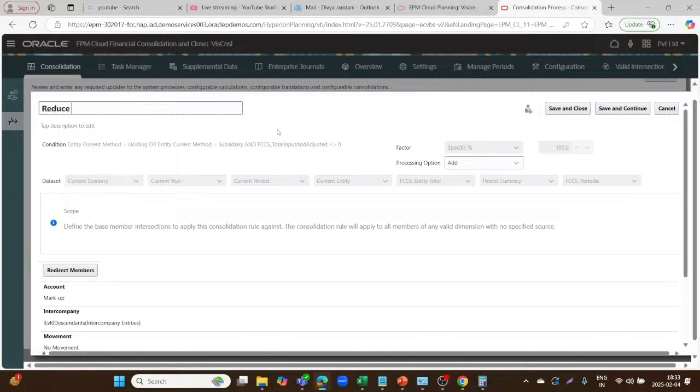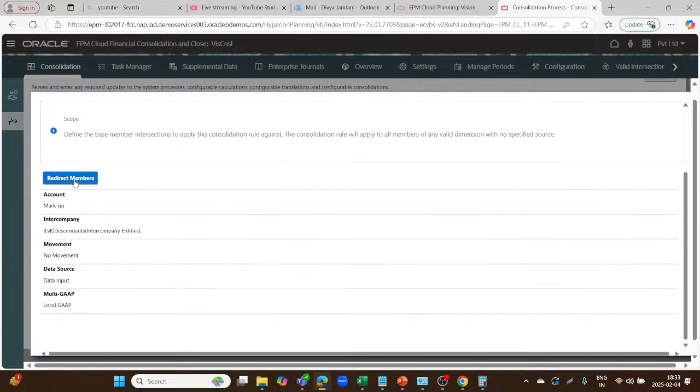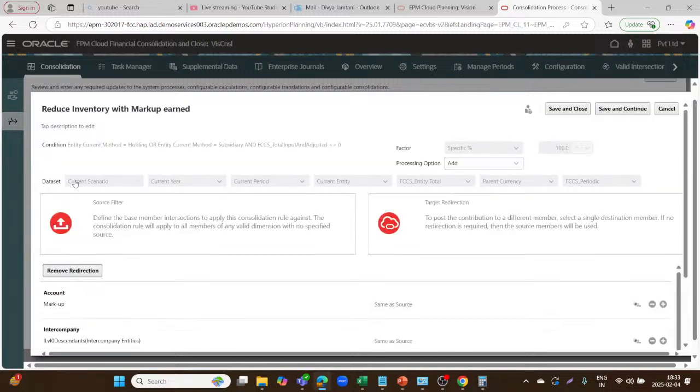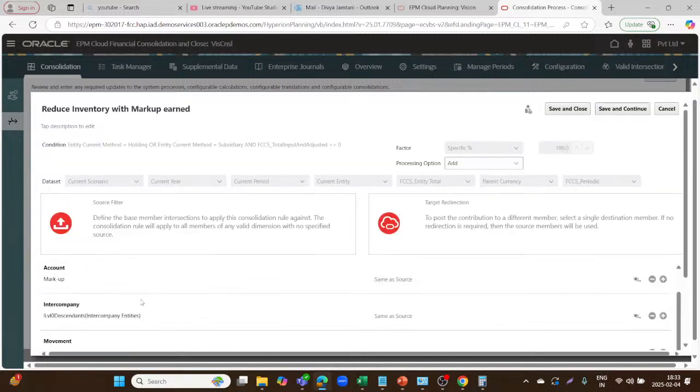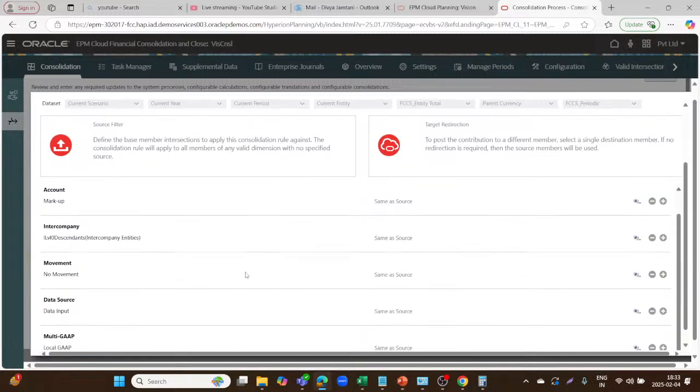We can say reduce inventory with markup earned. I am leaving the description as of now. Remaining everything will be same as a processing option. I'll be saying as add. I'll just click directly go to redirect my account members, or all the members.